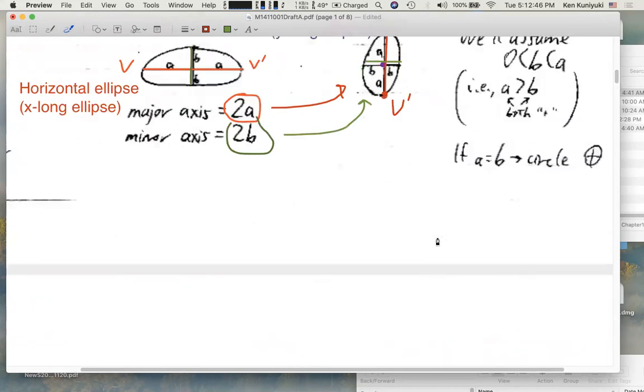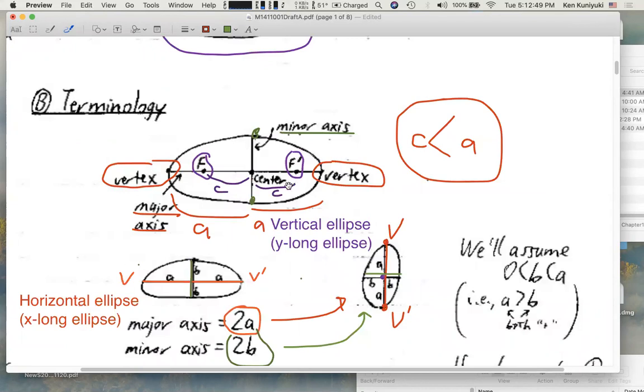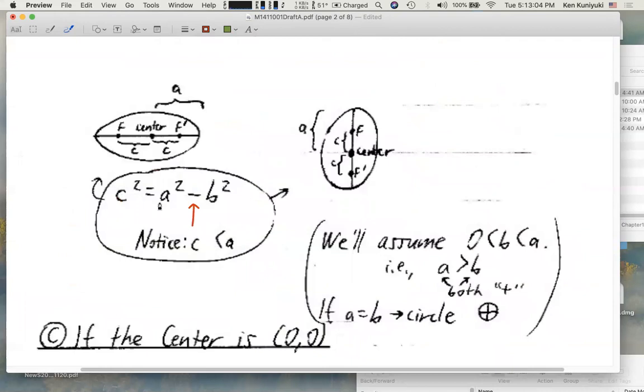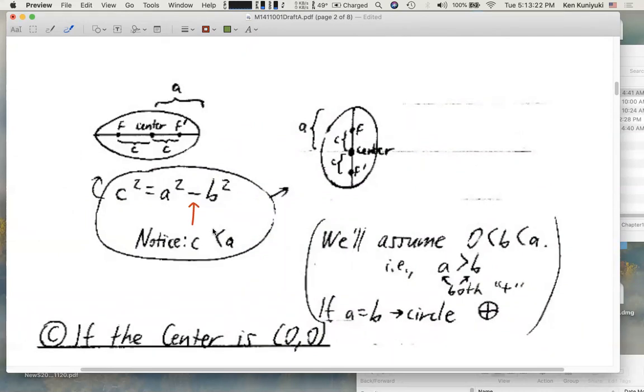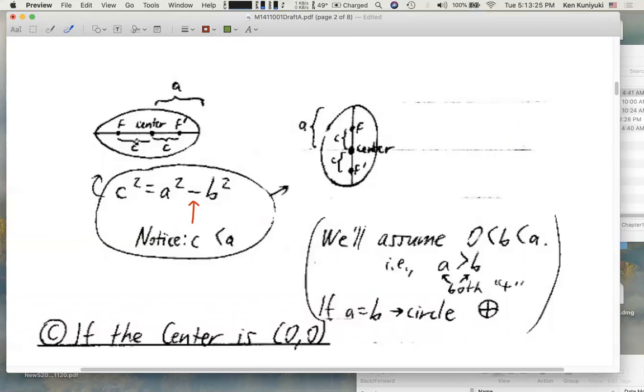This does make sense because remember, we just said that C was less than A, right? The distance between the center and either focus, C, is less than the distance between the center and either vertex. In other words, the foci are closer to the center than the vertices are. C is less than A, which makes sense because C squared is going to be A squared minus this positive value here. So this reflects the fact that C is less than A, the fact that that's a minus sign. All right. So again, C is the distance between the center and either focus. That's the case for a horizontal ellipse or a vertical ellipse.